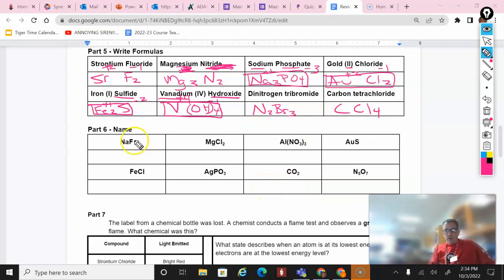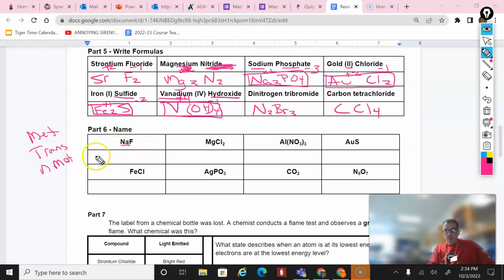All right, let's name some things. Now, as we name, here's kind of the stickler. We got to make sure we're paying attention to the first one. Is it a metal? Is it a transition metal? Or is it a non-metal? Because we name things differently depending on who it is.